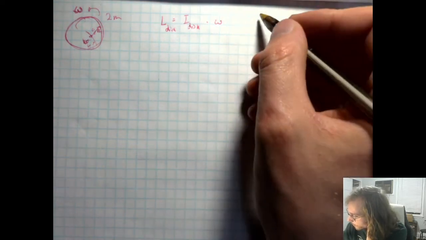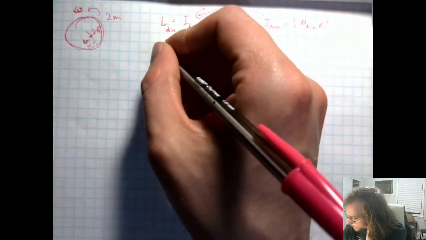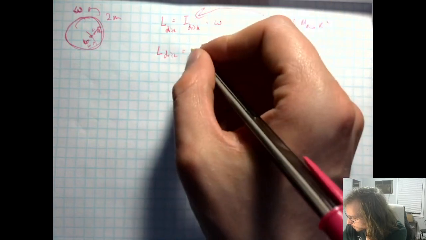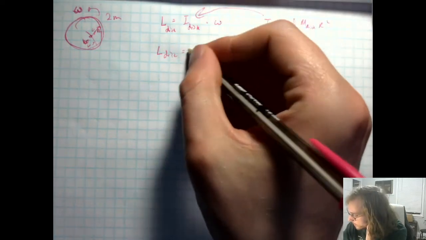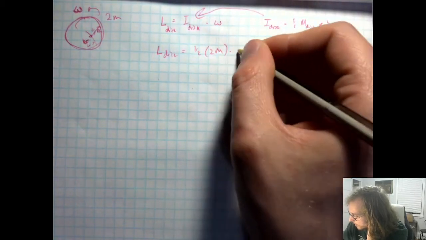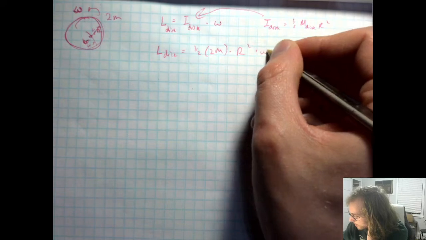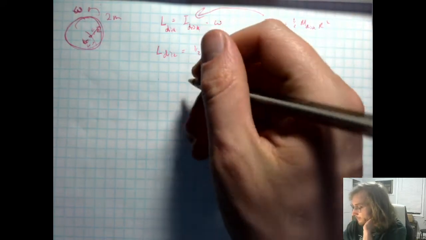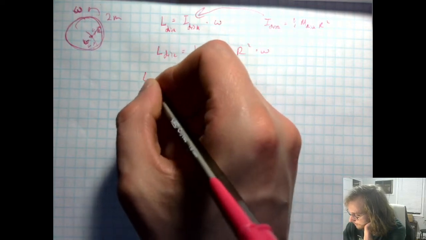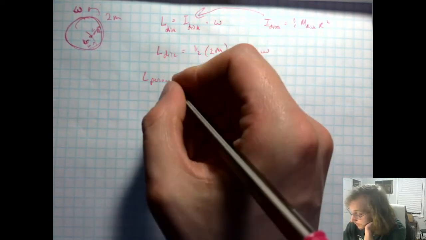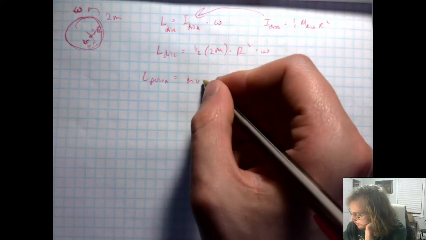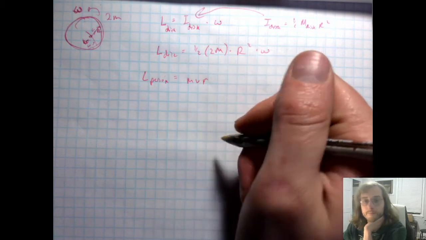So if we take our moment of inertia for a disk and we throw it in, then the angular momentum for a disk, which is going to be equal to the angular momentum that we get the person, will be 1/2 times 2m, the mass of the disk, times the radius of the disk squared, times the velocity of the disk. The person is a point mass. So they're going to have an angular momentum of mvr.